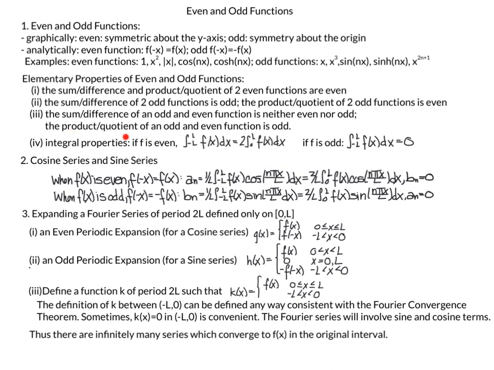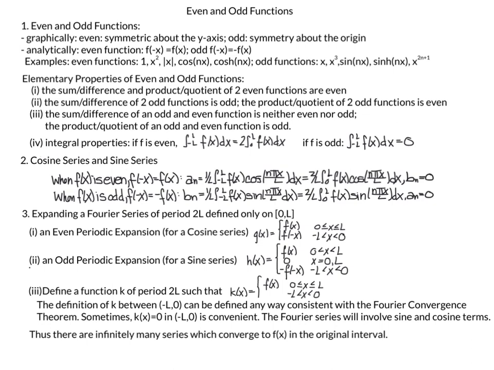And last, the integral properties. If f is even, then you can see what would happen if you integrate from negative L to L. This is symmetric, so you can break this up into negative L to 0 and 0 to L, and the f of x for the negative L to 0 is going to have identical values from 0 to L, and therefore you're going to get twice the integral from 0 to L of f of x dx. If f is odd, however, from negative L to 0, you'll get negative the values you get from 0 to L, so they will cancel out and you'll be left with 0.